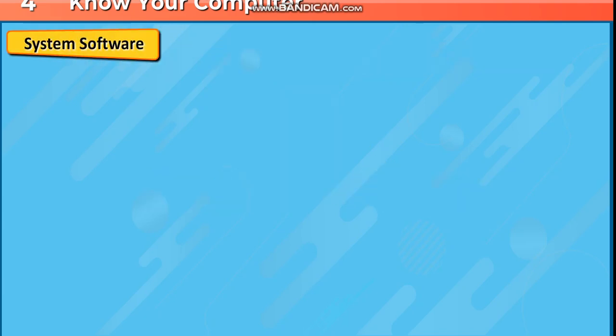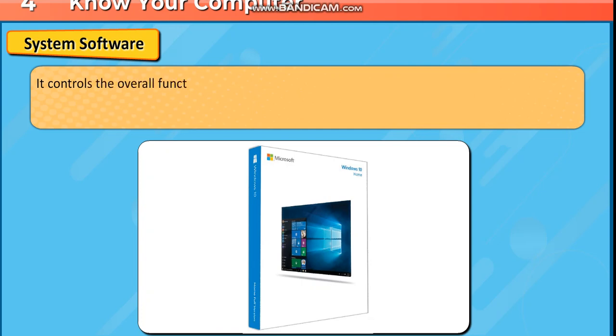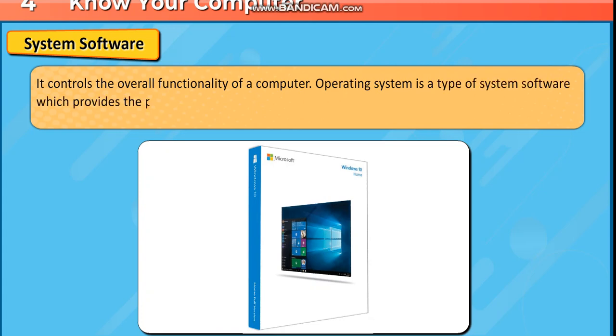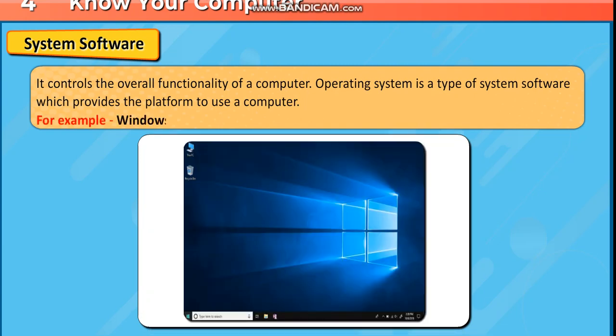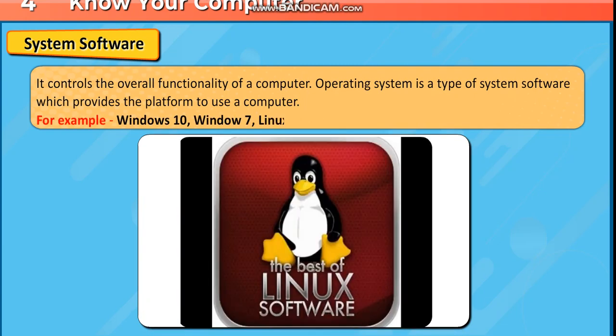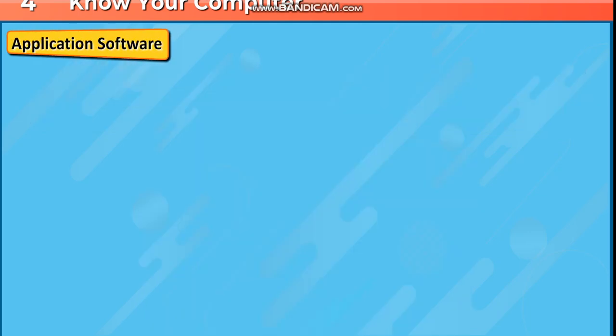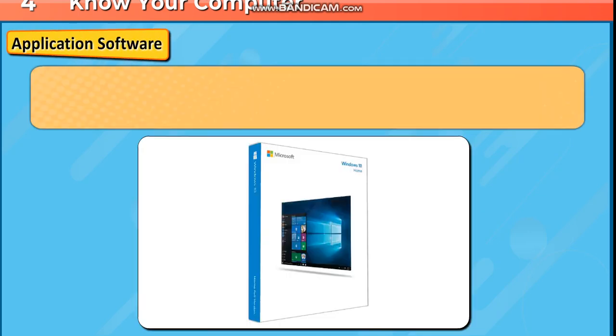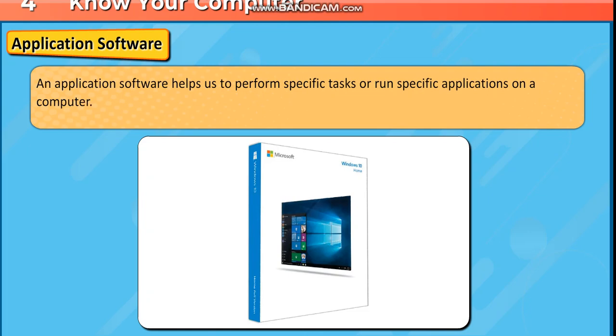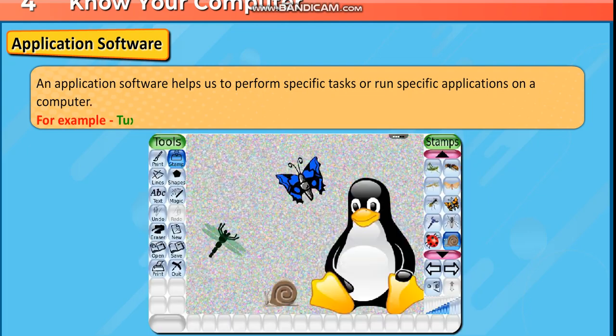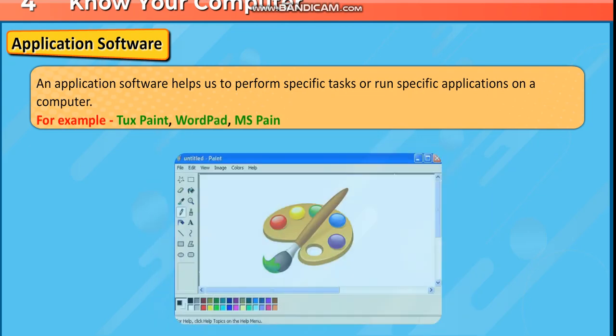System software. It controls the overall functionality of a computer. Operating system is a type of system software which provides the platform to use a computer. For example, Windows 10, Windows 7, Linux, Mac OS, etc. Application software. An application software helps us to perform specific tasks or run specific applications on a computer. For example, TuxPaint, WordPad, MS Paint, etc.